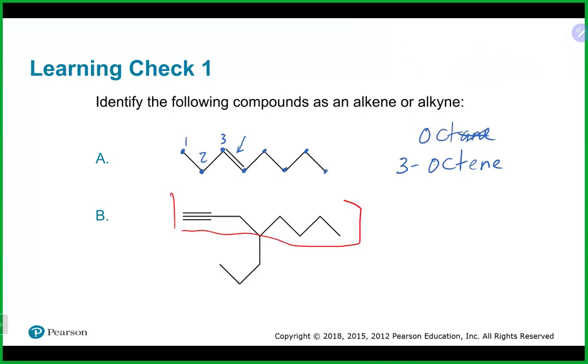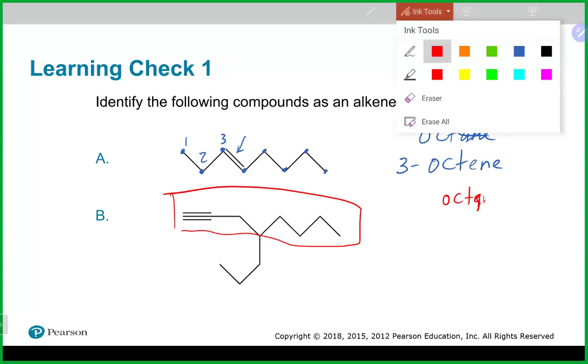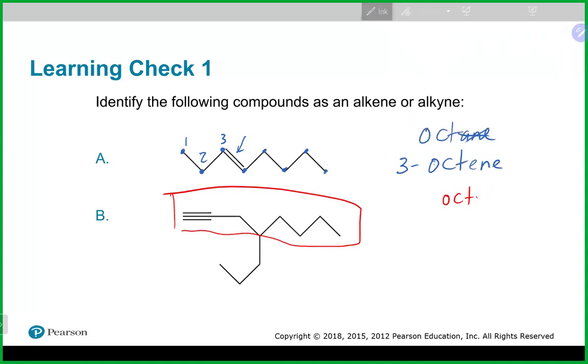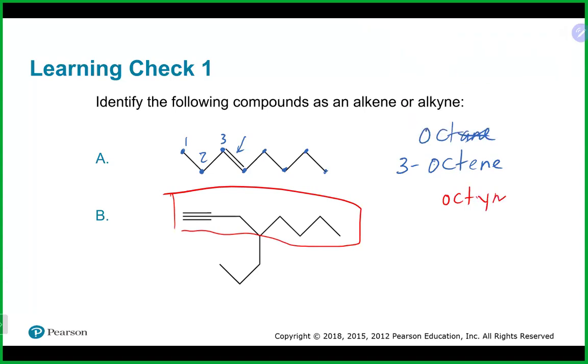So here we have 8, which is going to be octene. Not octene, octyne, Y-N-E, because it is a triple bond in this case. Octyne. The location, as you can probably see, is going to be 1, our shortest move there. Again, 2, 3, 4, 5, 6, 7, and 8. So this is going to be 1-octyne.